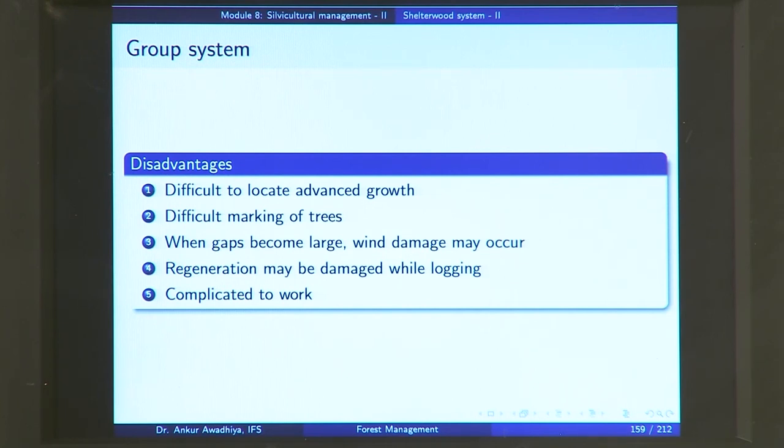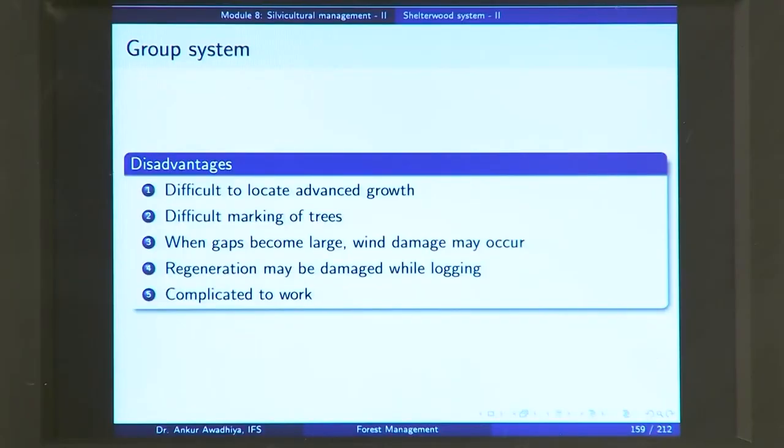You have to survey the area again and again, you have to mark these trees again and again, you have to perform your operations in a way that you minimize the amount of damage to the young crop. So, all of these require training, all of these require skills, and all of these require more money and time to be invested. Which is why the group shelterwood system did not attain as much popularity as it could.